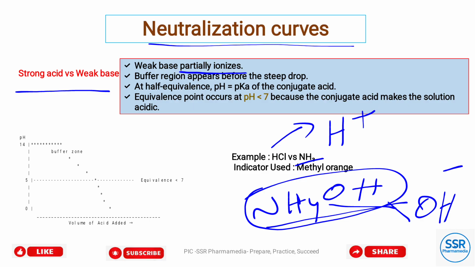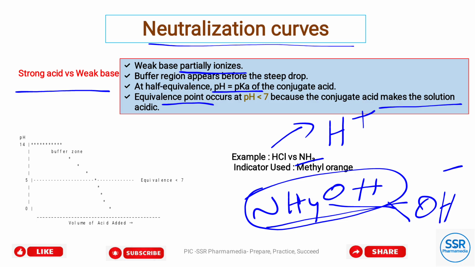Next, the buffer region appears before the steep drop. At half equivalence, pH is equal to pKa of the conjugate acid. So at the half neutralization point, pH is equal to pKa, the ionization constant of the conjugate acid. And the equivalence point occurs at pH below 7 because the conjugate acid makes the solution acidic.